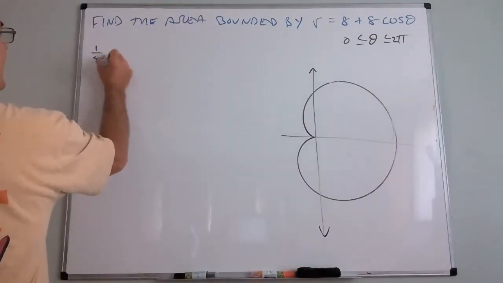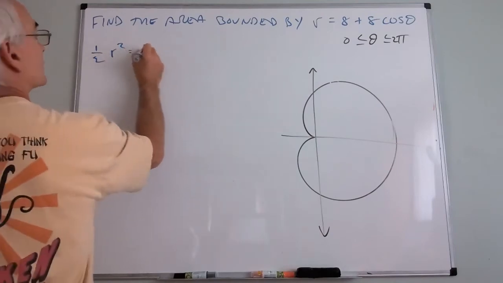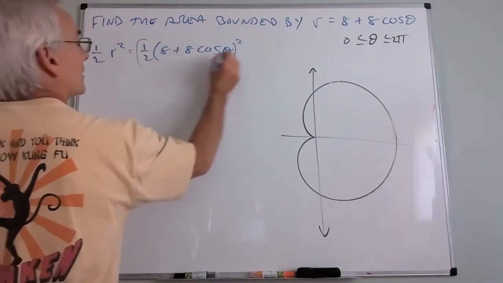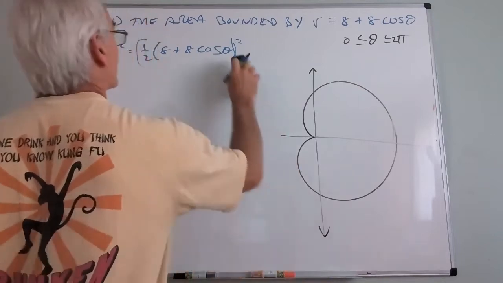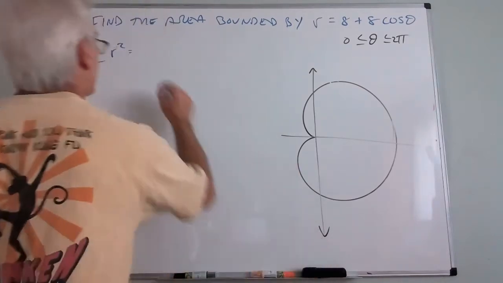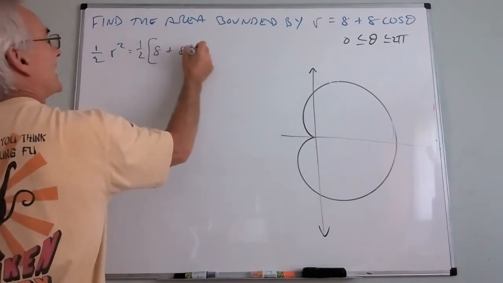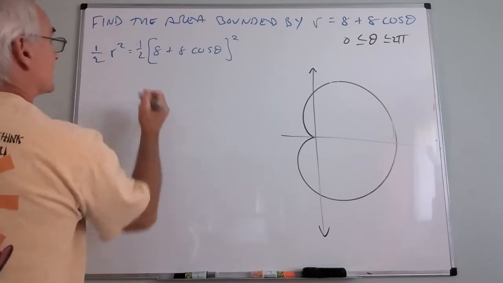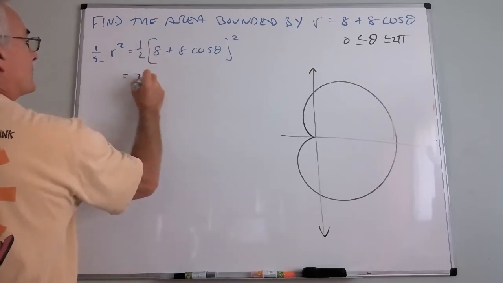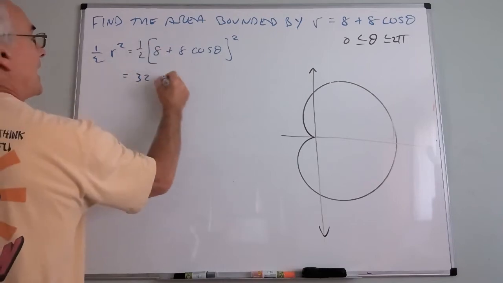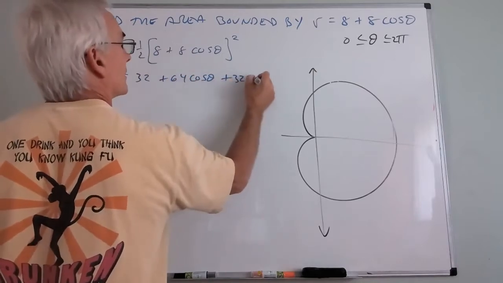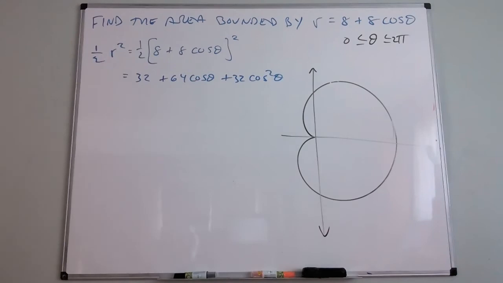Okay, so 1/2 r squared is 1/2 times 8 plus 8 cos theta quantity squared. Sorry, I can't even read my own writing here. Now notice our r is actually a function of theta. That's pretty simple to see. So 64 times 1/2, 2 times first times last times the half, 64 times the half. All right, well, that's easy enough to start.